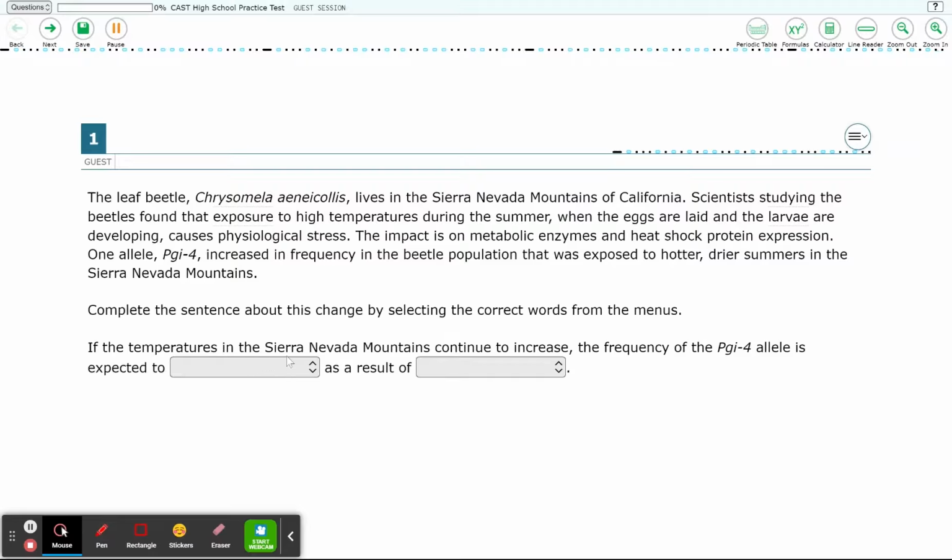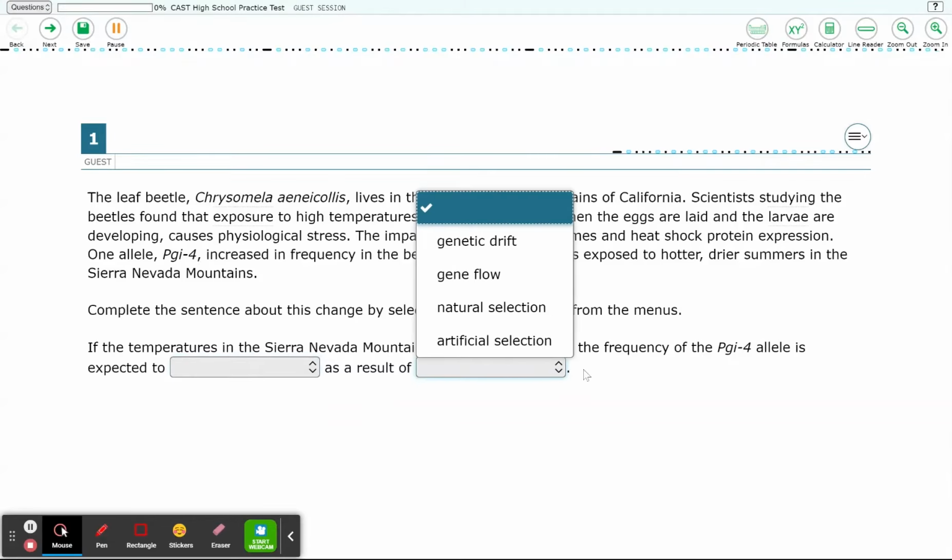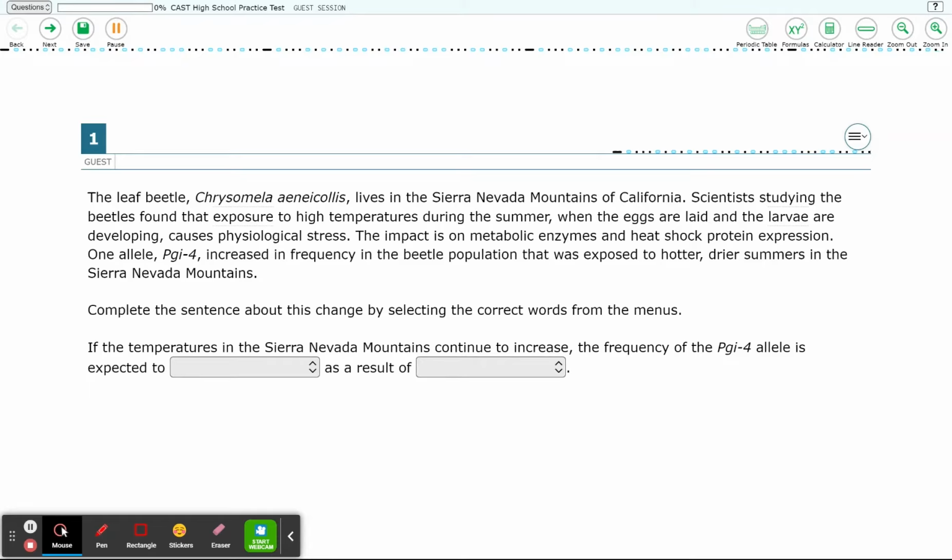If the temperatures in the Sierra Nevada mountains continue to increase, the frequency of the PGI4 allele is expected to, and then you'll choose either increase or decrease, as a result of genetic drift, gene flow, natural selection, or artificial selection. Choose your choices now. Be sure you think carefully about your choice, even if it's briefly, before you go on to look at the answer.